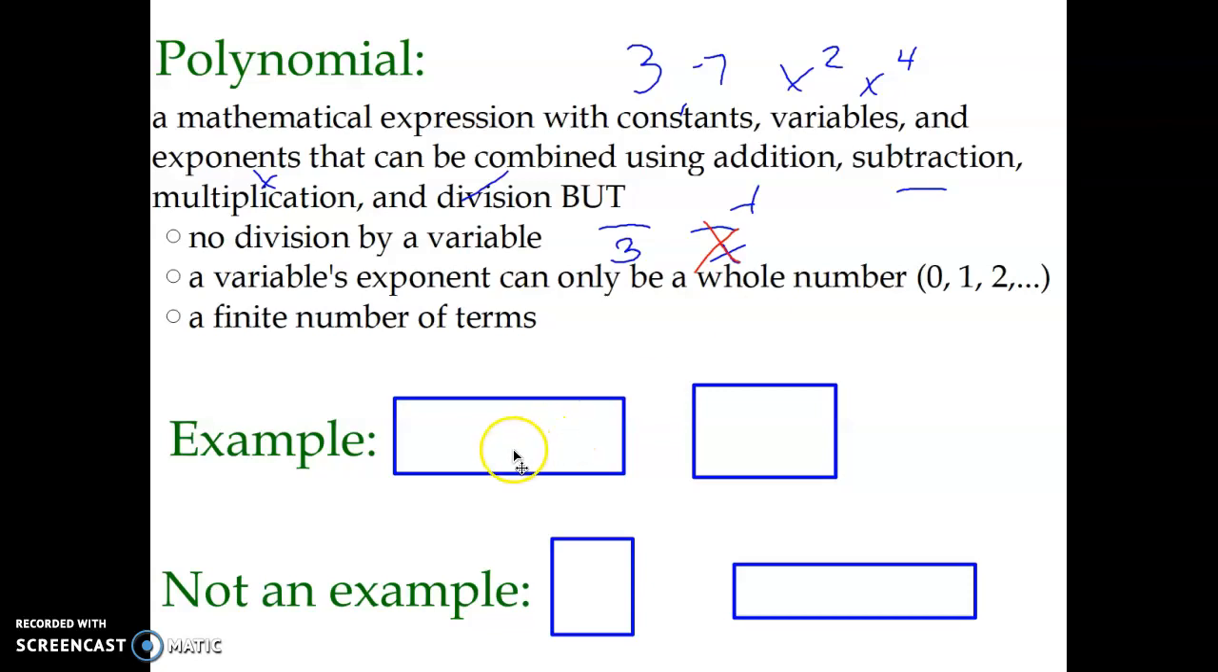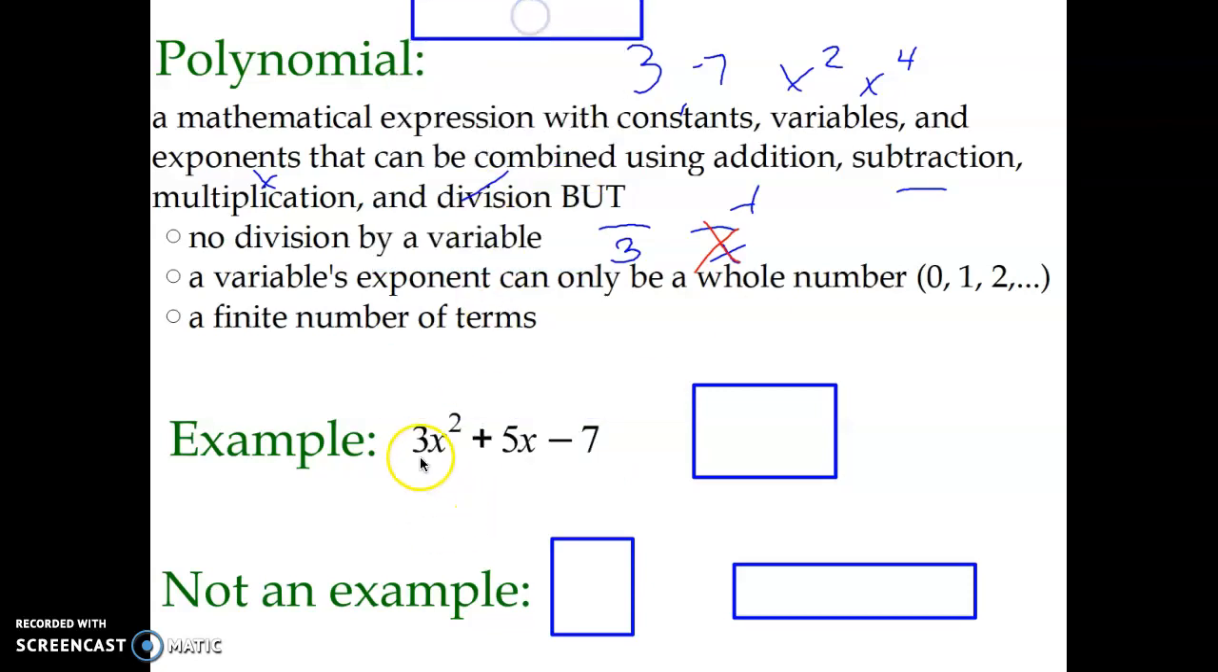So some examples of polynomials: 3x squared plus 5x minus 7. This one has 1, 2, 3 terms. The first 2 terms are joined by addition, and then we have subtraction on the last one, but on either side of that is where the term is. So that's one term. This is one term separated away by the plus, and then this is the last term separated away by the minus.